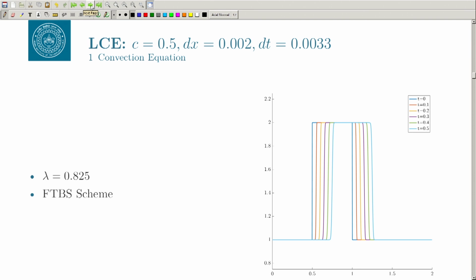So, here you can see I have taken the convection speed as 0.5, your grid size dx is 0.002, and your time step is 0.0033. So, your time discretization delta t is much smaller than the delta x, and if you calculate the lambda, which will basically be c delta t by delta x, the value comes to be around 0.825.